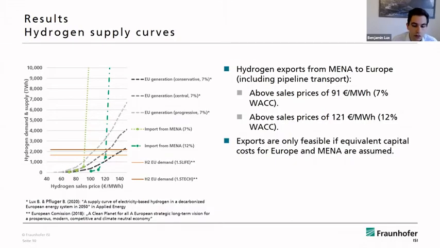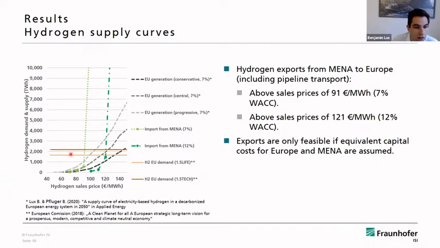Let's move on now to the key results, the hydrogen generation potentials. These are shown here in the figure on the left. On the x-axis, you have the hydrogen sales prices that we offered the model. On the y-axis, you have the hydrogen amounts that are supplied at the respective costs. And then you see different curves.